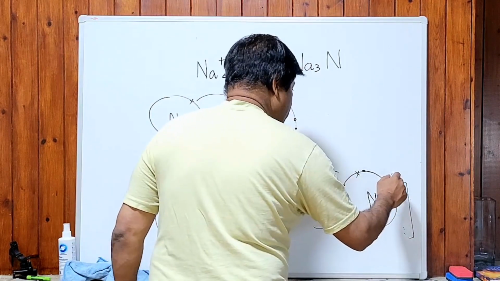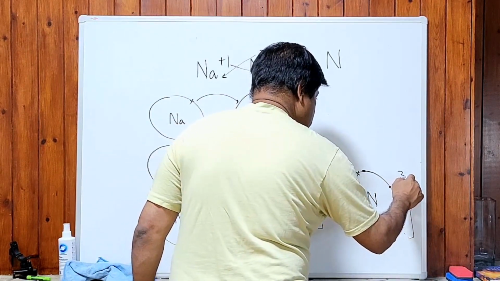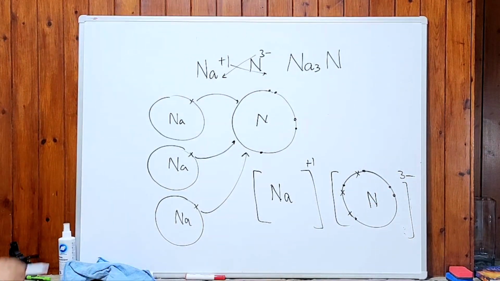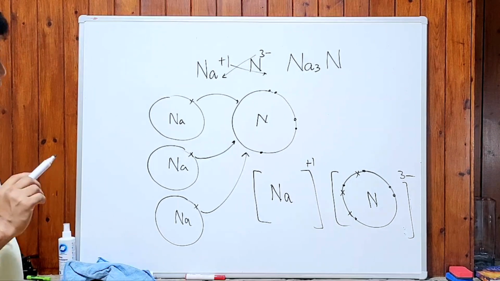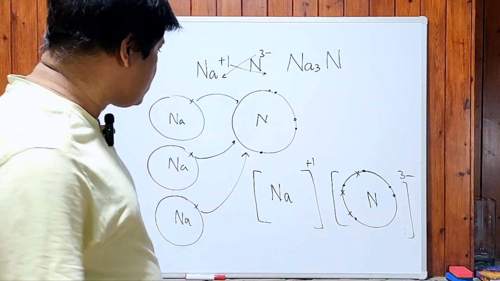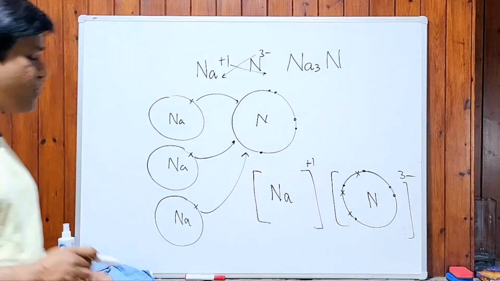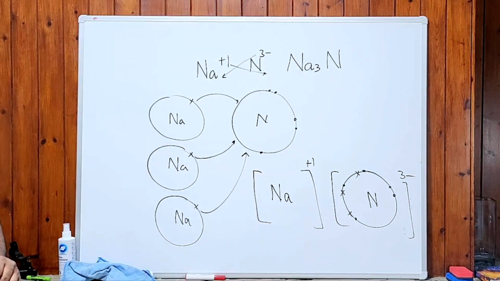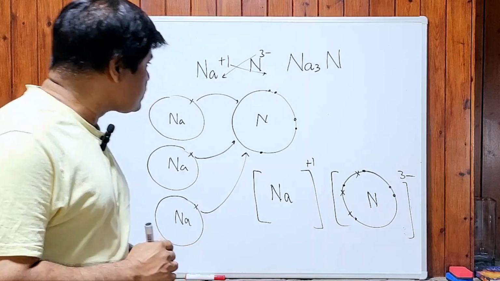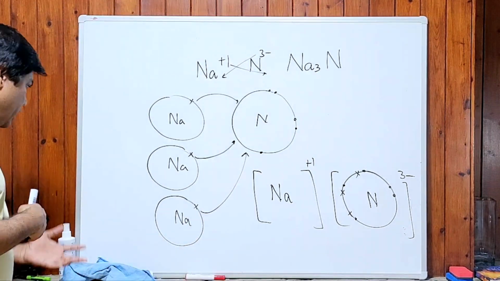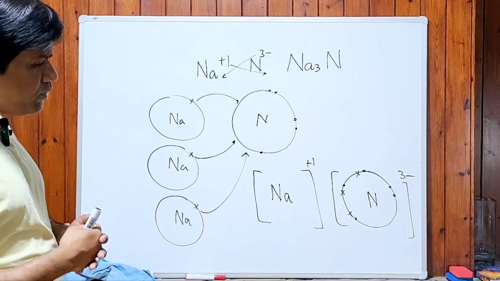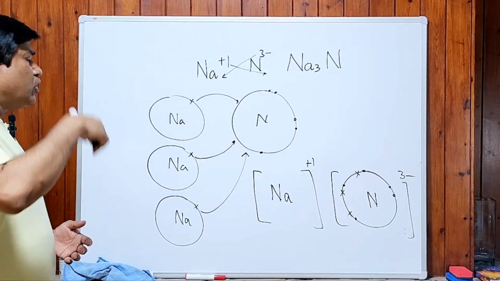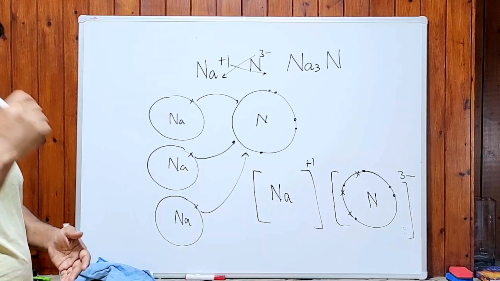The nitrogen gained 3 electrons, so the charge is 3-. This is an example of a Lewis dot and cross structure of sodium nitride. Now we can move to group 2 metals and try the dot and cross structure of different ionic compounds from group 2 metal and group 7 non-metal, group 6 non-metal, and group 5 non-metal.